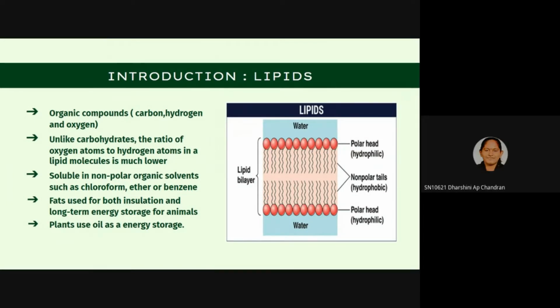Now I am going to explain about what is lipid. Lipids are organic compounds that are made up of carbon, hydrogen, and oxygen. Unlike carbohydrates, the ratio of oxygen atoms to hydrogen atoms in a lipid molecule is much lower, and they have a more common physical property of being soluble in non-polar organic solvents such as chloroform, ether, or benzene. Fat, a well-known lipid, is used for both insulation and long-term storage for animals, while plants use oil instead of fat for long-term energy storage.